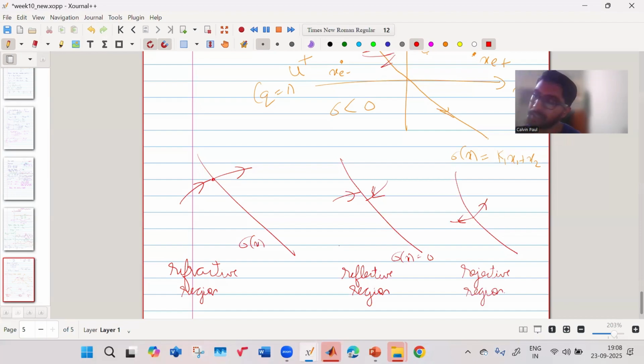So there are three regions. One is refractive, where the vector field is going in through one side, and for the other side it is going out. Another case is your reflective region, where your vector field is going in from both directions. Another case is you have a rejective region where your vector field is going out in both the directions.